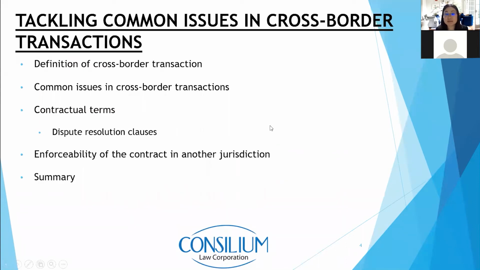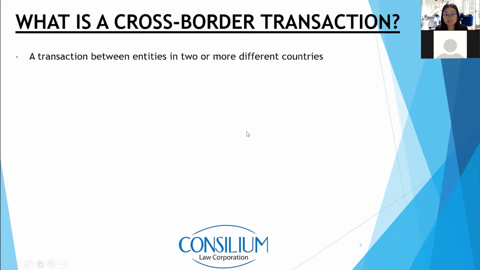So in today's presentation, we'll be tackling a few issues. One will be the definition of cross-border transaction. Next one will be the common issues in cross-border transactions. Third will be contractual terms, and we'll focus on one aspect, which is the dispute resolution clause. Next, we'll also tackle the enforceability of the contract in another jurisdiction, and we'll have a brief summary of all the points that have been shared in today's presentation.